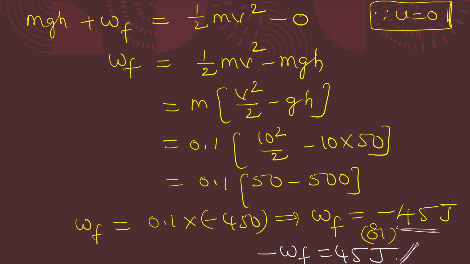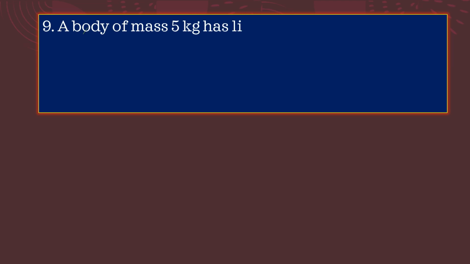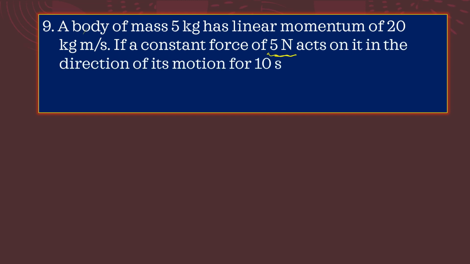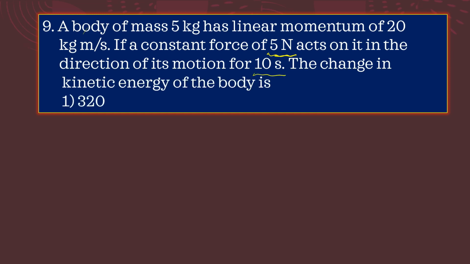Next we will go to the next question. In this question, a body of mass 5 kg has a linear momentum of 20 kg m/s. If a constant force of 5 newtons acts on it in the direction of its motion for 10 seconds, the change in kinetic energy of the body is... Here we have to calculate the change in kinetic energy of the body. Now let us go to the solution.